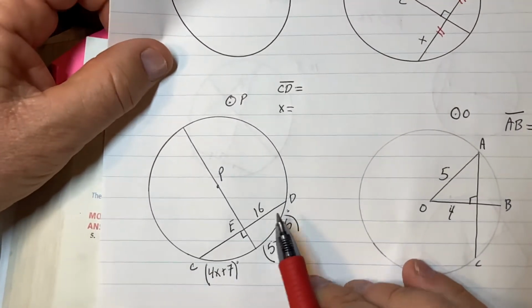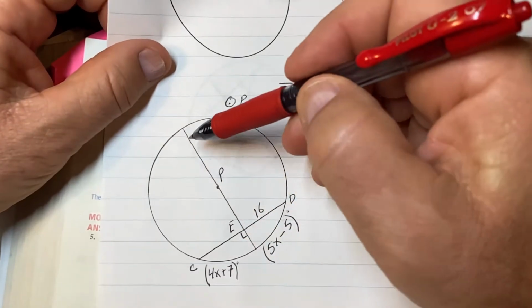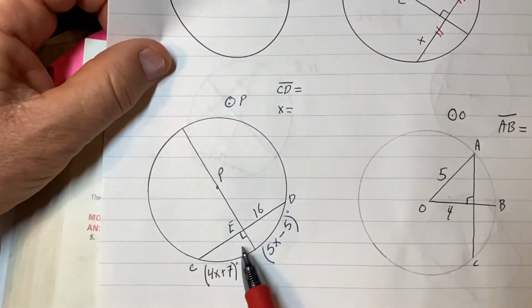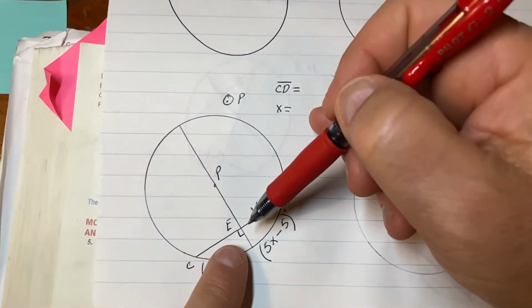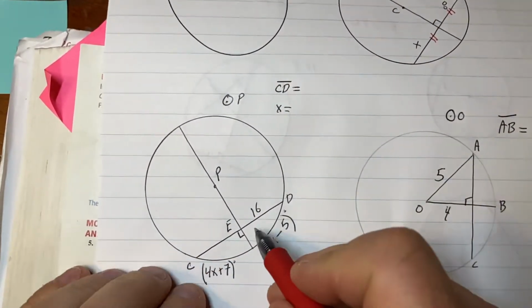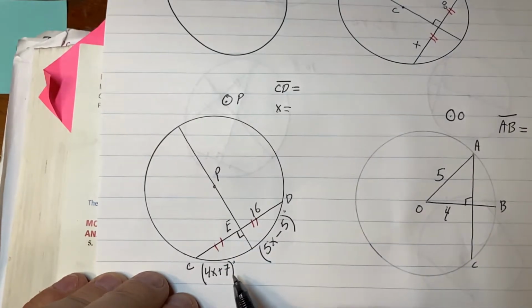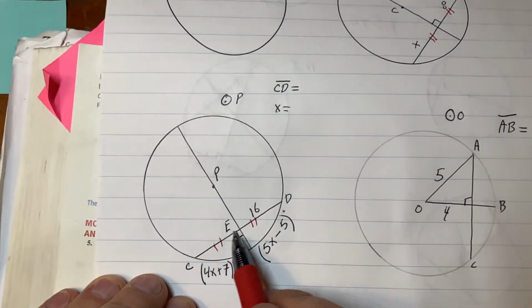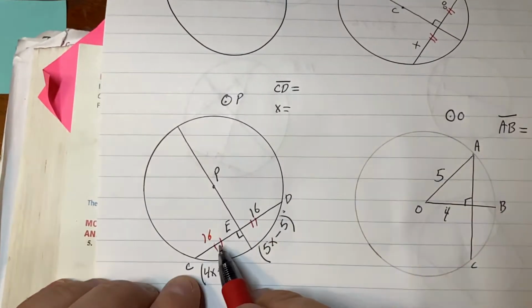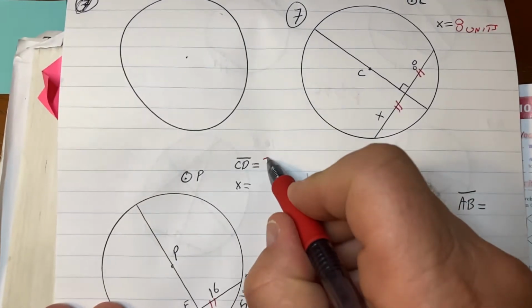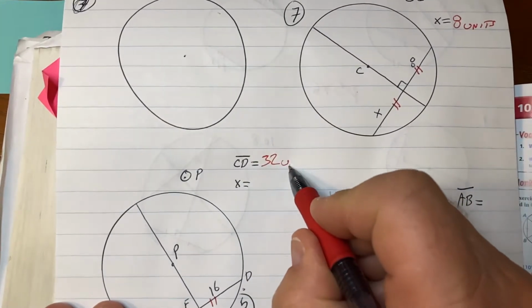This one is circle P. There's your center. And it's perpendicular. Well, if it's a diameter and it's perpendicular to that chord, that means bisect. That distance is going to be 16. CD is going to be 16 plus 16 is 32 units.